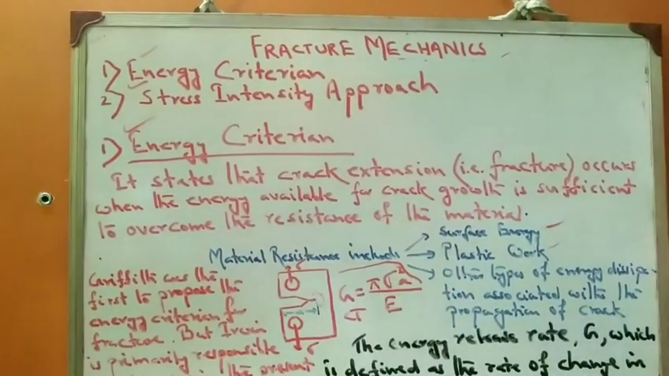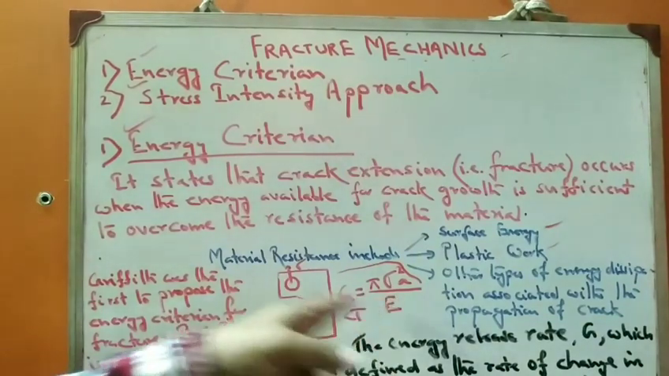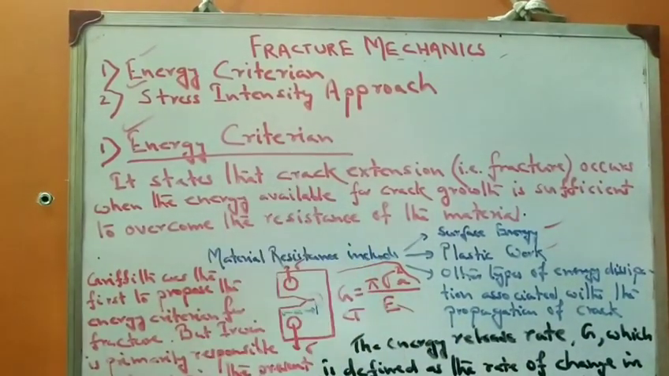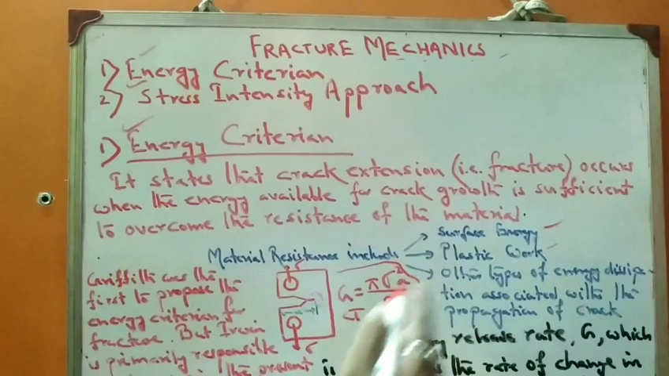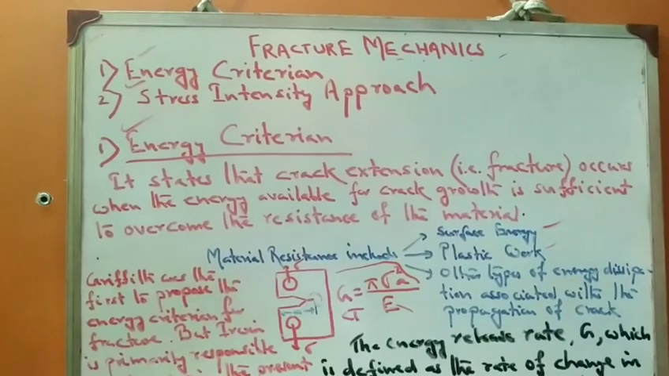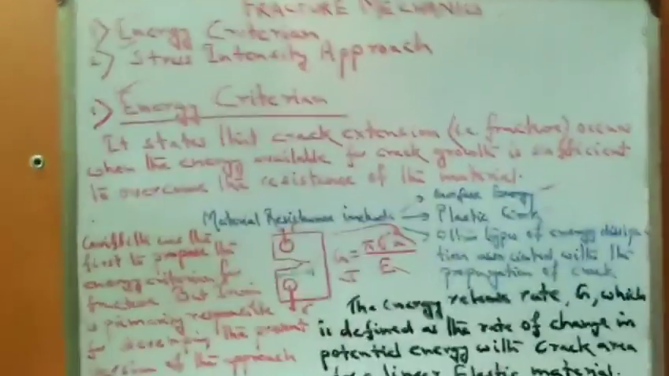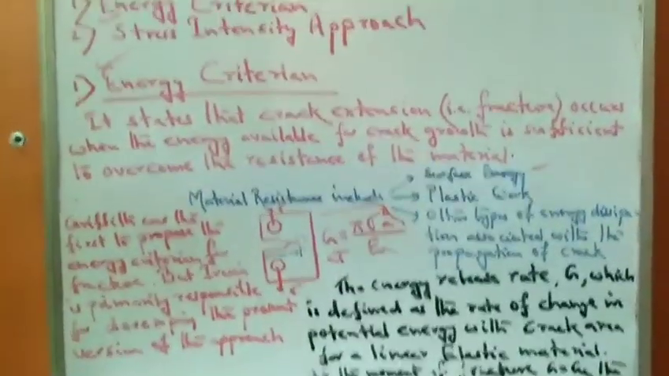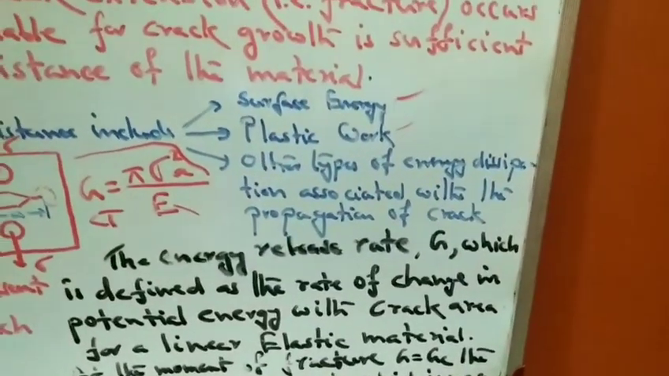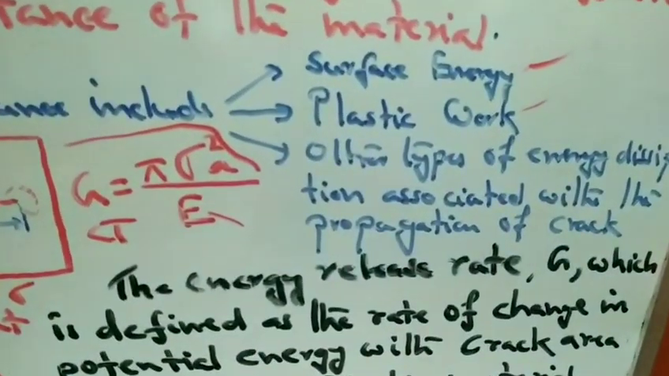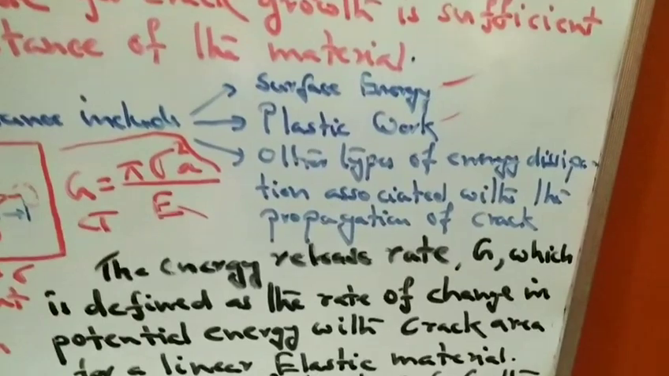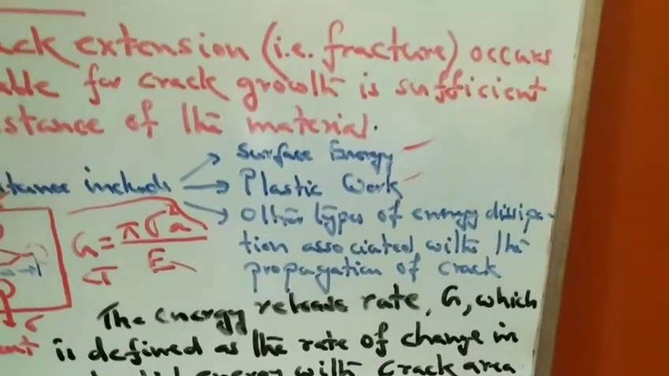where G is the energy supplied to the material, sigma is the applied stress, A is the crack length, and E is the Young's modulus. The energy release rate G is defined as the rate of change in potential energy with crack area for a linear elastic material. At the moment of fracture, G is GC, the critical energy release rate, which is measured.